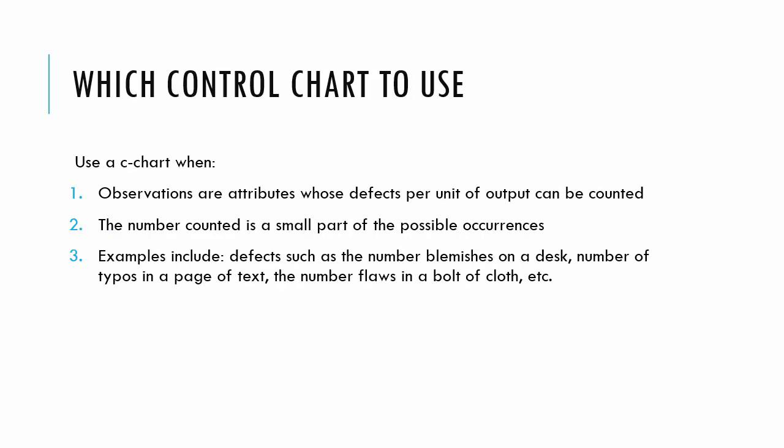For a C-chart, we again have attribute data, but this time it is defects that can be counted, so more than two possible outcomes. Additionally, the number counted is a small part of possible occurrences. Examples include the number of typographical errors on a page or in a chapter of a book, and possibly the number of scuff marks on a hallway floor.